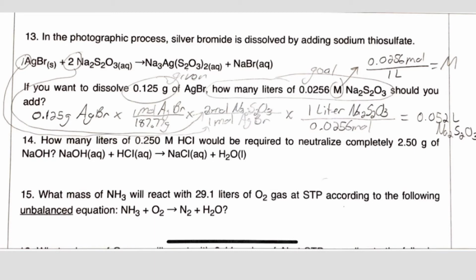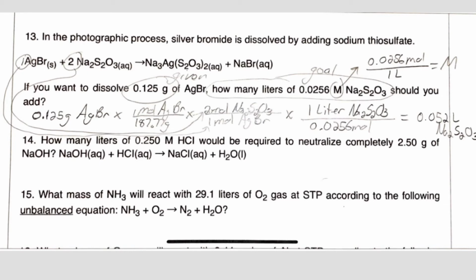And so that's what we've done. Notice I've circled 0.125 grams and labeled it given. And I labeled the molarity of the sodium thiosulfate as the goal. Started with the given, converted it to moles. 1 mole of silver bromide is 187.77 grams. Once I do that math, I know how many moles I have. The balanced chemical equation tells me, the recipe there, how many moles of the thiosulfate will react with every 1 mole of the silver bromide. So that's our conversion there.